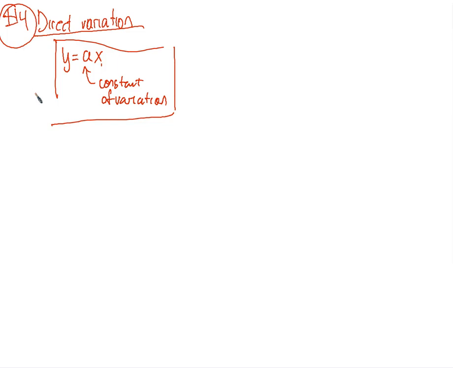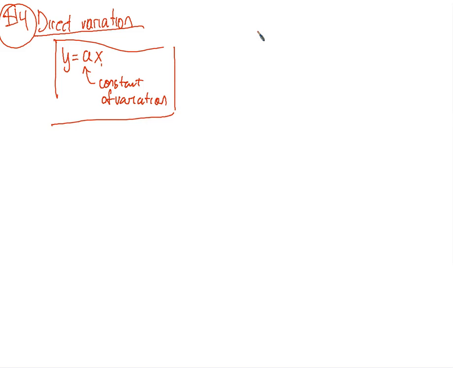And I didn't say this before, but that part right there about direct variation and the definition specifically is for those of you with a circle around the four. So if you didn't catch all that and you got a circle around the four, maybe go back and watch that again, okay? But it's very simple. What's direct variation? Well, it means that y varies directly with x by this equation, y equals a times x. And a is this thing we call a constant of variation.